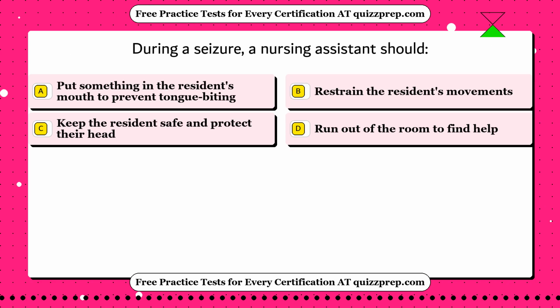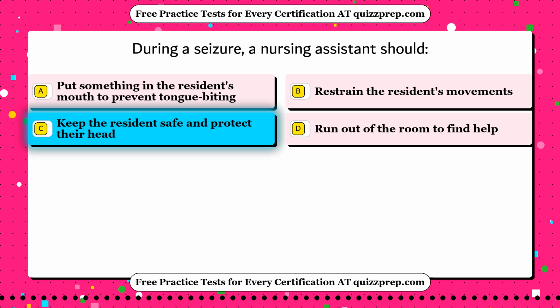Question 19. During a seizure, a nursing assistant should: Option A, put something in the resident's mouth to prevent tongue biting. Option B, restrain the resident's movements. Option C, keep the resident safe and protect their head. Option D, run out of the room to find help.